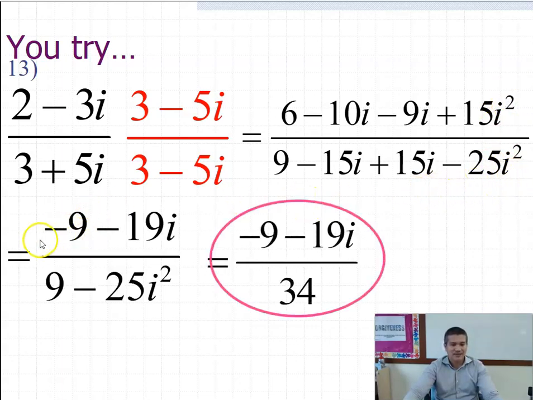So you will have 6 minus 15, because i squared times 15 equals negative 15, right? And 6 minus 15 is equal to negative 9. Then negative 10i minus 9i equals negative 19i. In the denominator, 9 minus 25i squared, where negative 25i squared becomes positive 25, gives 34. So the answer is negative 9 minus 19i over 34. If we cannot simplify further, just leave your answer that way.